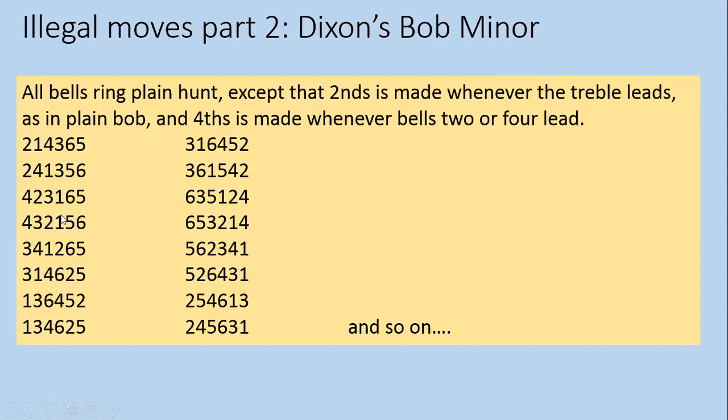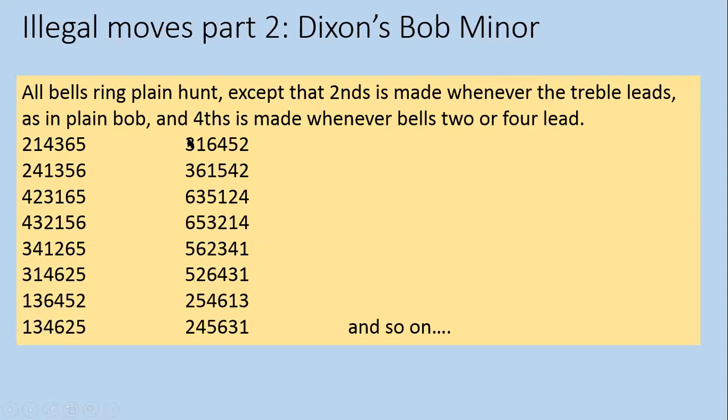But in a normal method, if the treble was the hunt bell and it had gone to fourths and then was coming down, then this point here would be a sort of point of symmetry. So we've had fourths here. If it's symmetrical, we'd have fourths here again. But because it's not two or four that's leading, we have some more hunting. The treble leads, a bell makes seconds, and there's a dodge.